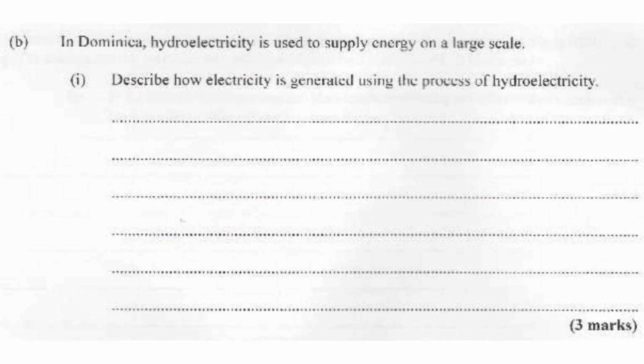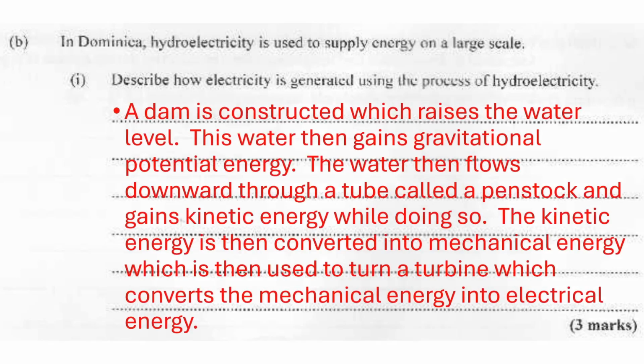Part B. In Dominica, hydroelectricity is used to supply energy on a large scale. Describe how electricity is generated using the process of hydroelectricity. So, first, a dam is constructed which raises the water level.